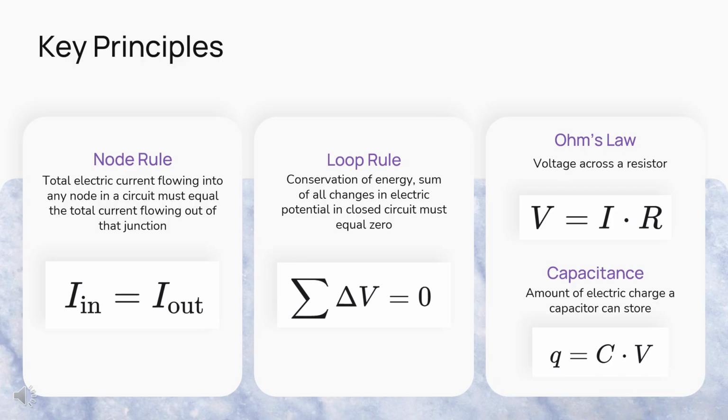And then there's the equation. The loop rule, which is the conservation of energy. It's the sum of all changes in electric potential in a closed circuit must equal 0. Ohm's law, which is the voltage across a resistor, and capacitance, which is the amount of electric charge a capacitor can store.